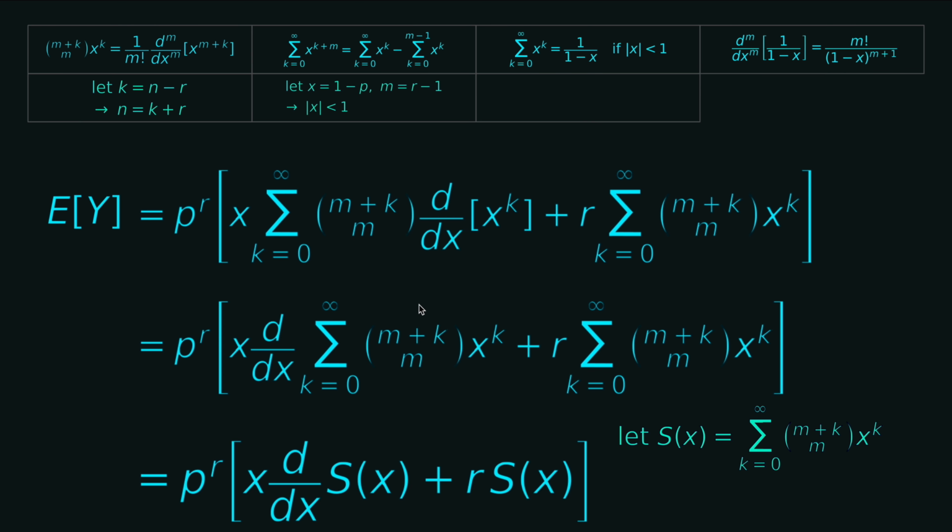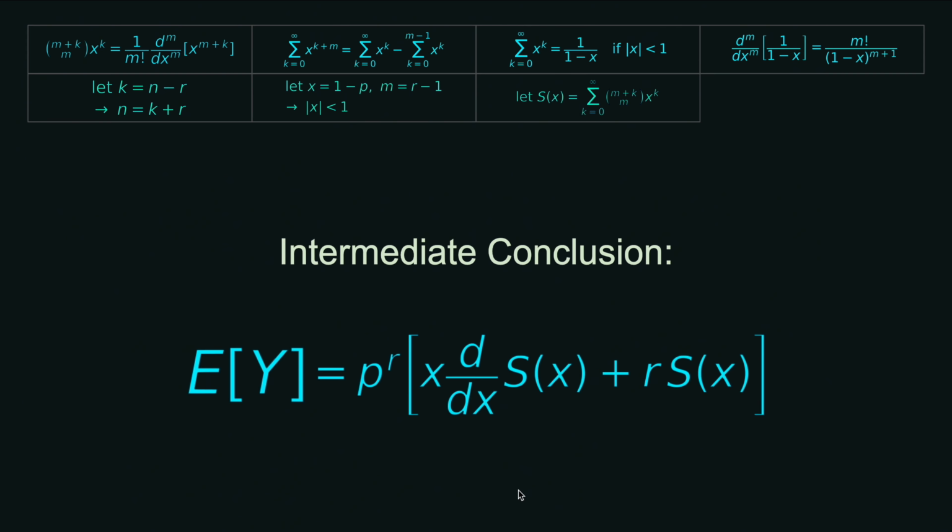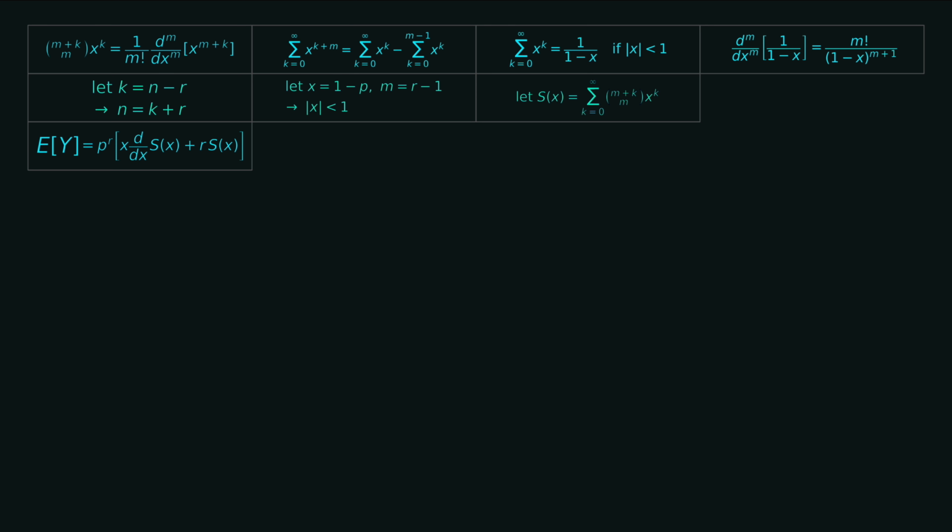So I get p to the r times x times the derivative with respect to x of s of x plus r times s of x. And this will be our intermediate conclusion. Expected value of y is equal to this right here. Okay, now we need to compute s of x. So we'll store our intermediate conclusion up here.